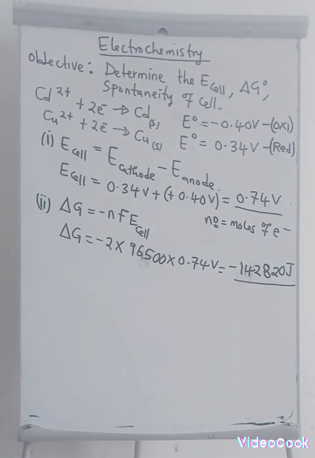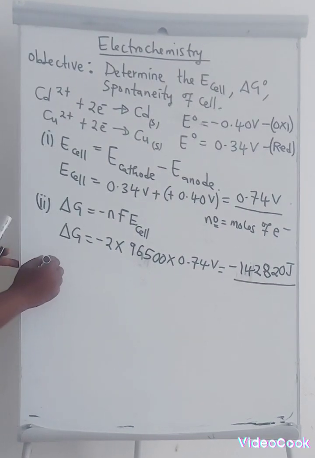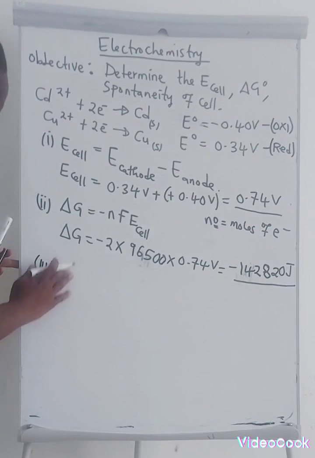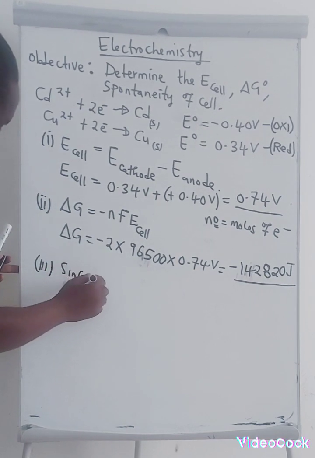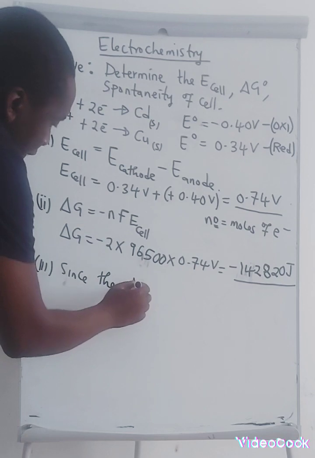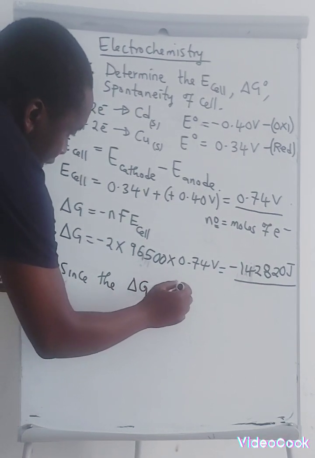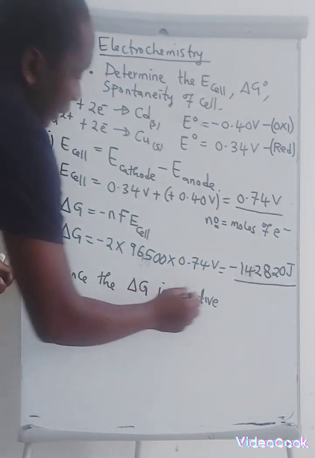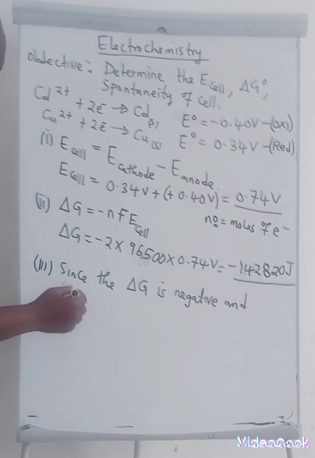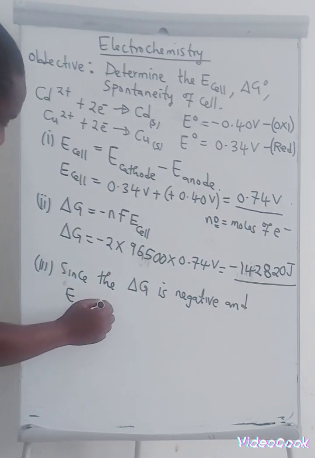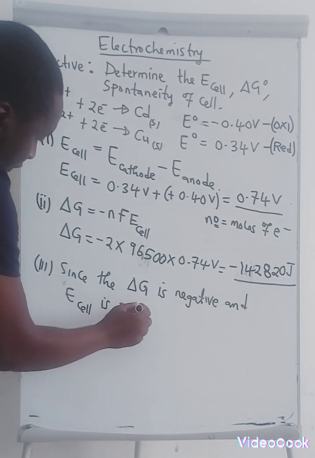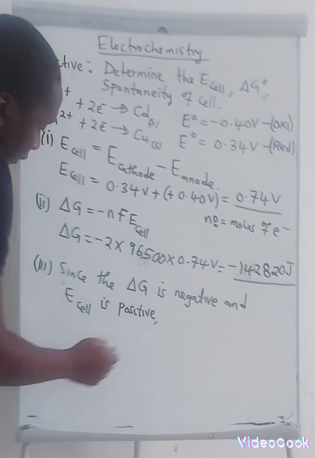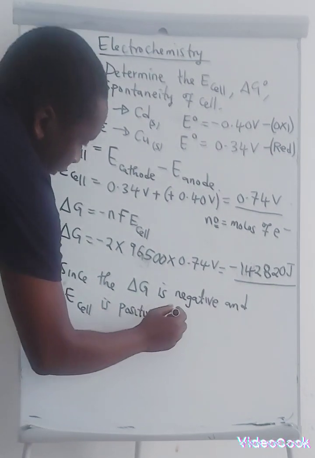Since the Gibbs free energy change, delta G, is negative, and E cell is positive, this cell is spontaneous.